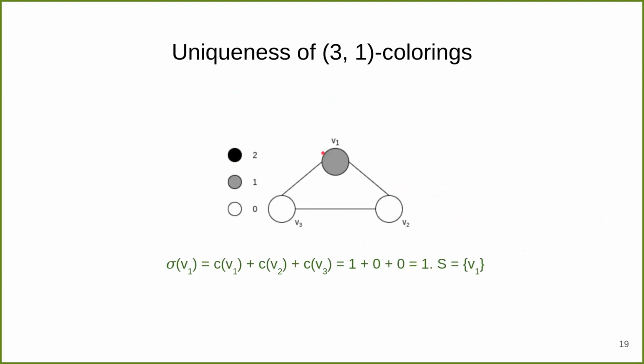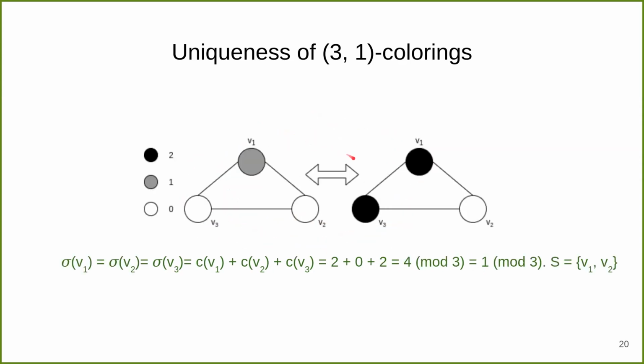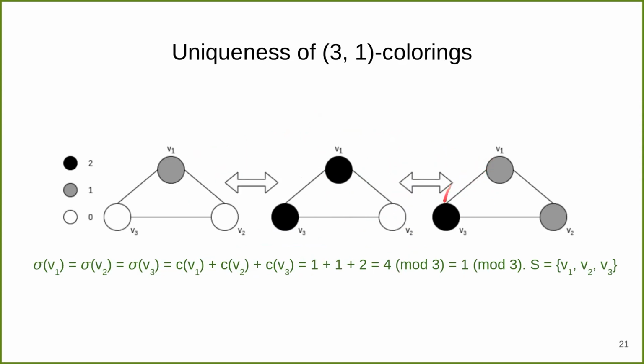Now, if we look at C3 with this 3-1 coloring, we notice that we can achieve another 3-1 coloring that is different to this one. Specifically, if we color V1 and V3 equal to 2 and then V2 equal to 0, the coloring sum for each vertex will equal 4, which mod 3 will equal 1. And so this is a valid 3-1 coloring. And there is also another 3-1 coloring that we can do. We can color V1 and V2 equal to 1 and V3 equal to 2. And this again will give us a coloring sum for each vertex of 4, which mod 3 will be equal to 1.